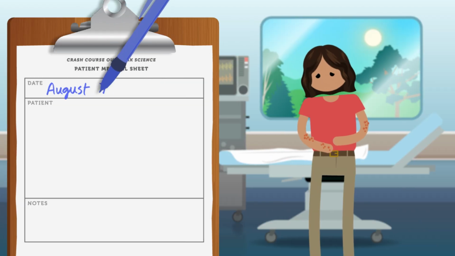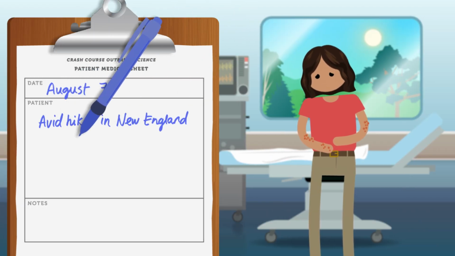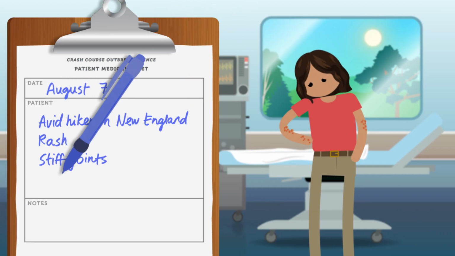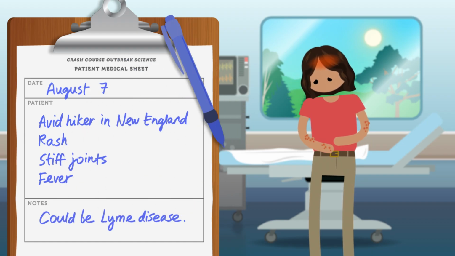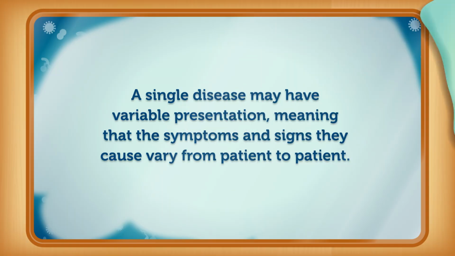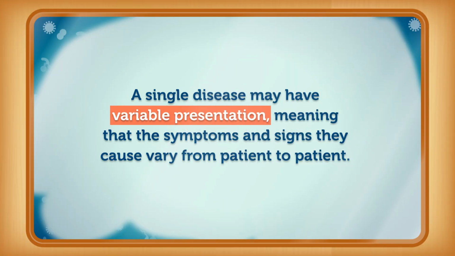On the other hand, if it was the summer and the patient was an avid hiker in New England presenting a rash, stiff joints, and a fever, the doctor might instead suspect the patient had Lyme disease. Lyme disease is contracted from tick bites, and ticks are found outdoors, fitting the patient's history. It's worth pointing out at this stage, we haven't drawn any totally firm conclusions yet. Many diseases present with the same symptoms and signs, making them tricky to tell apart. What's more, a single disease may have variable presentation, meaning that the symptoms and signs they cause vary from patient to patient.